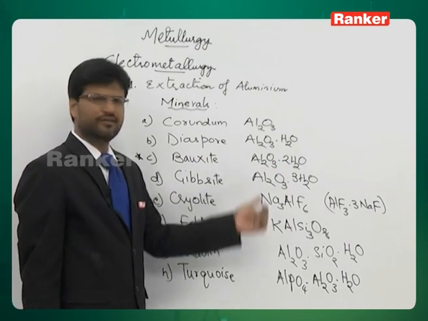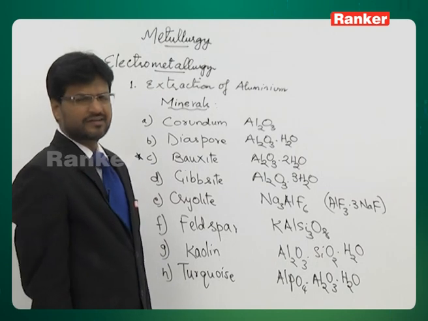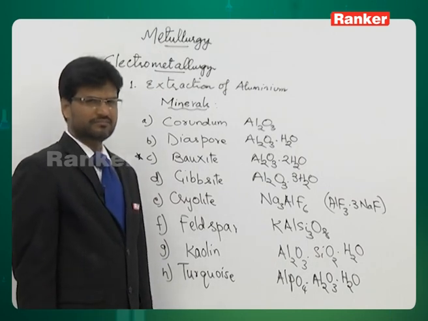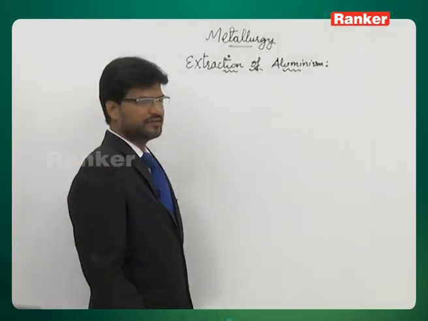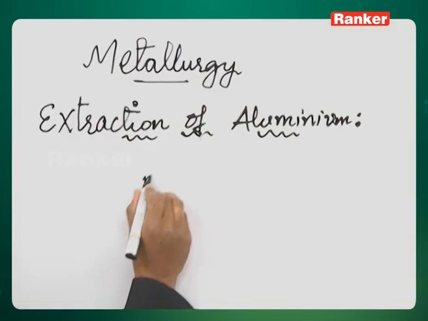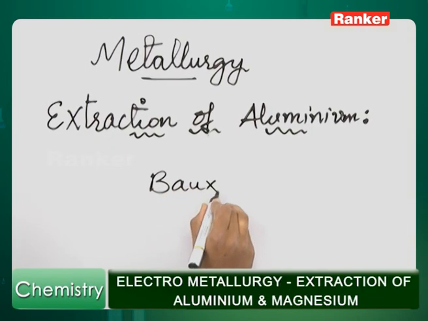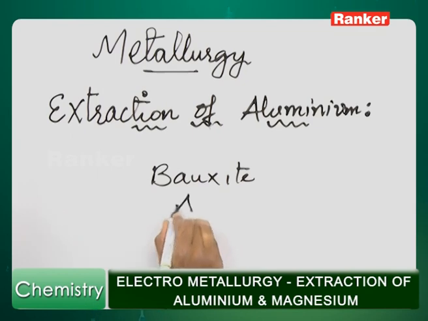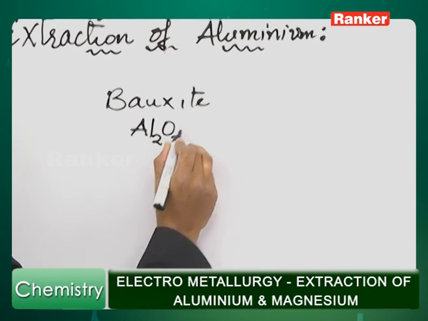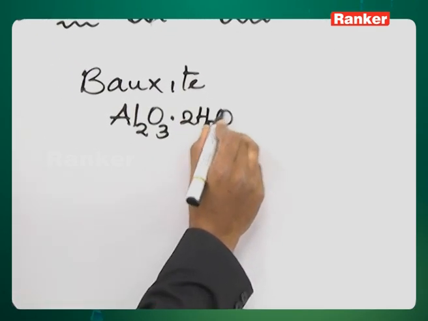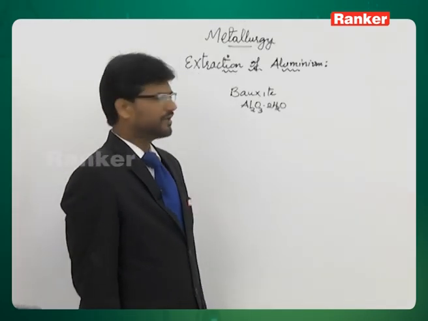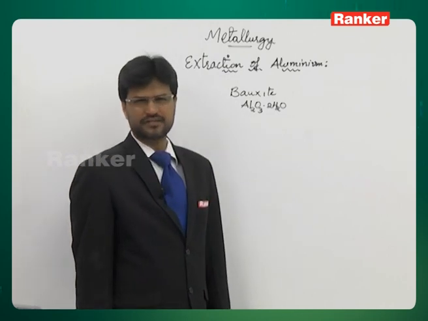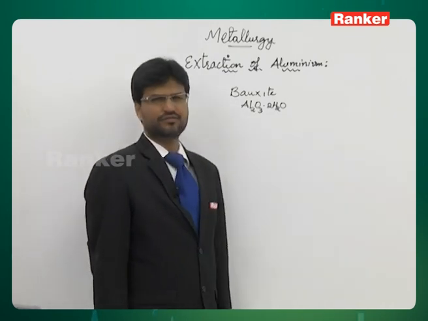Bauxite is a dihydrate of Al2O3. Let's now learn extraction of aluminum from bauxite ore. Bauxite ore consists of Al2O3 dot 2H2O. This is the chemical composition of bauxite. Apart from this, it is associated with impurities. There are two types of impurities associated with bauxite.